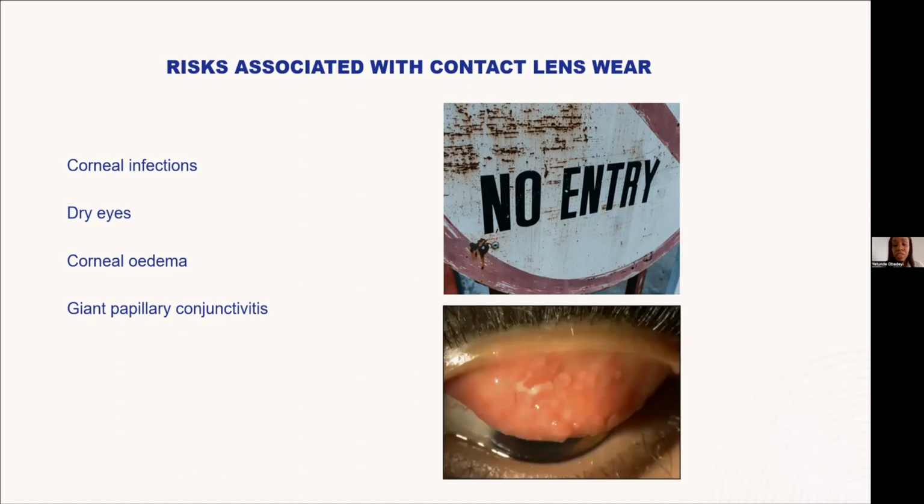This is a picture of GPC. There's bumps underneath the upper lid, which is due to an allergic reaction, and there is some mucus discharge there also. And in this case, you'll get a very itchy eye, red eye, and may have to cease contact lens wear or change the contact lens, reduce your wear time or change it to a different type of contact lens if not able to resolve this.